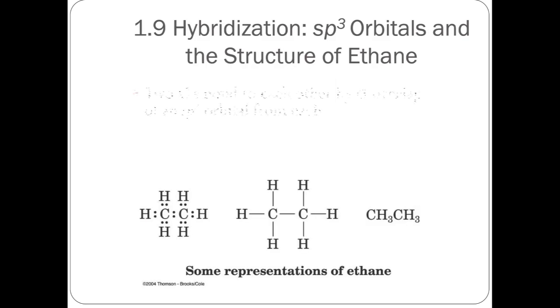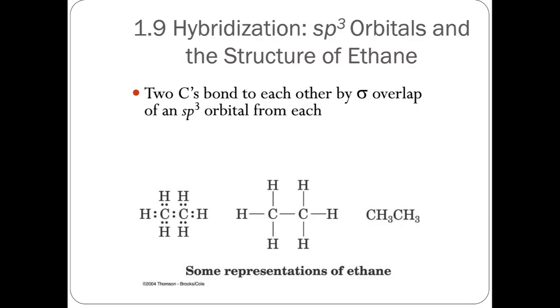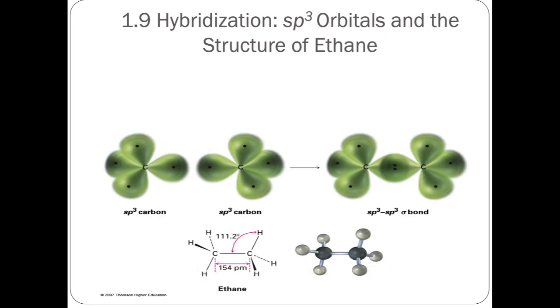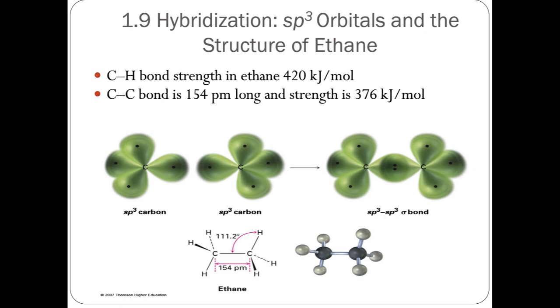The structure of ethane. 2 Cs bond to each other by sigma overlap of an sp3 orbital from each. Three sp3 orbitals on each C overlap with H 1s orbitals to form 6 C-H bonds. C-H bond strength in ethane is 420 kJ per mole. C-C bond is 154 pm long, and strength is 376 kJ per mole. All bond angles of ethane are tetrahedral.